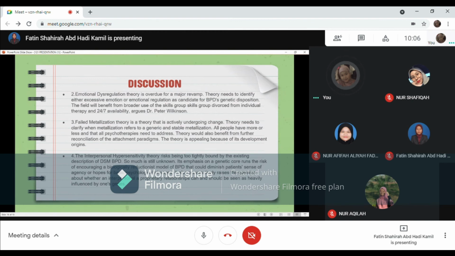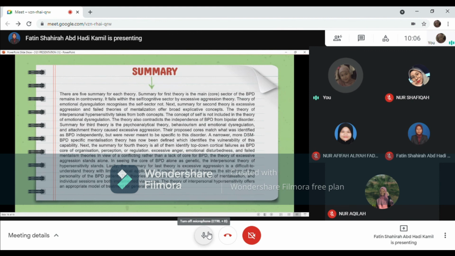The last one, the interpersonal hypersensitivity theory, risks being too tightly bound by the existing description of DSM BPD. So much is still unknown. Its emphasis on genetic influence risks encouraging a biologically identified model of BPD that could dismiss patients' senses of agency or hope for basic physiological change. It also provocatively raises the question of whether interpersonal relationships should be seen as heavily influenced by one's genes. That's all from me. Then I will pass it to Shafiqah.